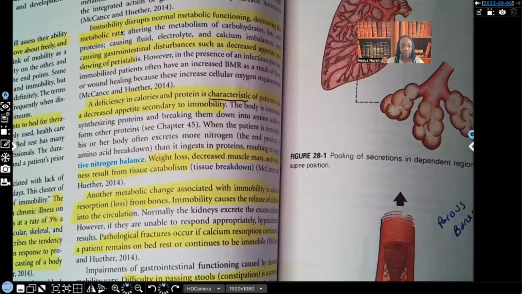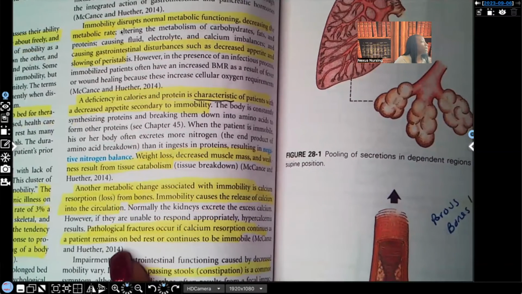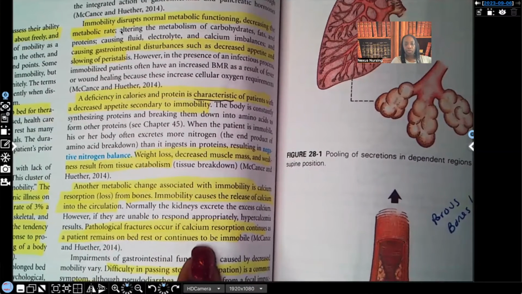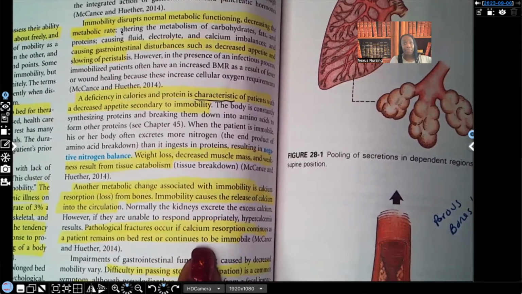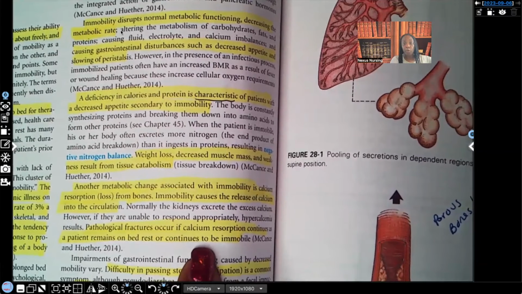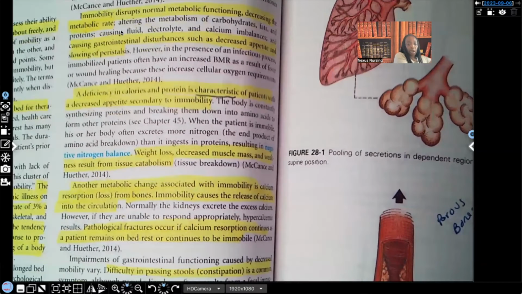Let's keep going. It says pathological fractures occur if calcium resorption continues. As a patient remains on bed rest or continues to be immobile, the more that that patient's not moving around, the more that they're going to lose calcium from their bones. So the higher at risk they're going to be for fractures, because remember, it's the calcium that's making the bone strong. Let's keep going.